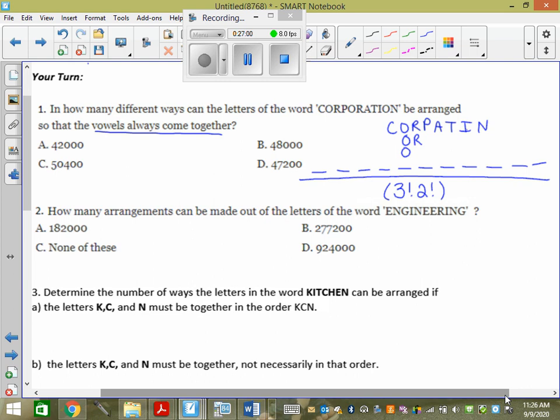Now it says the vowels always come together. How many vowels are there? 5. There's 3 O's, 1 I, 1 A. So there's 5, so I'm going to hook 5 together. I have 5 for this one, then 4 vowels for this one, 3, 2, 1. I've used up 5 letters. I have how many left? 6. So I multiply by 6, 5.